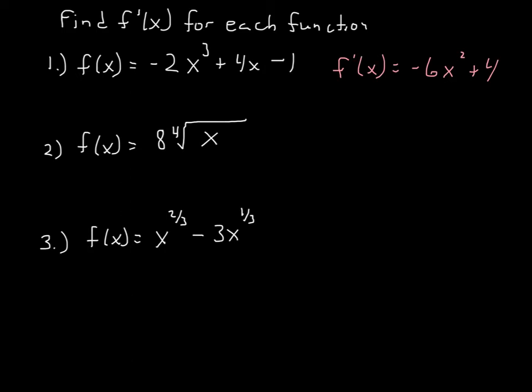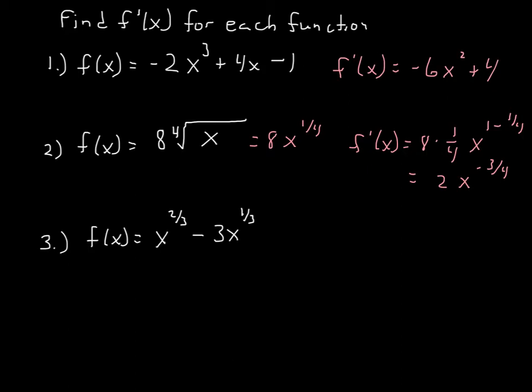In the next problem, you had 8 times the fourth root of x. What you really want to do is realize that that is equal to 8 times x to the 1/4 power. So using the power rule on this one and the constant multiple rule, I know f prime of x is going to be 8 times 1/4 x to the 1 minus 1/4 power, or that's equal to 8 times 1/4, which is 2, x to the negative 3/4 power. And that's fine.